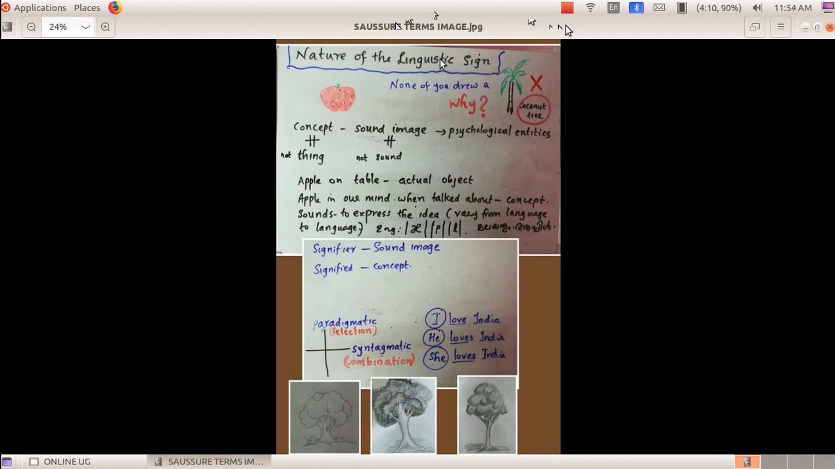Very simple. Those of you who have already learned linguistics can make it very clear. It's very easy for you. Paradigmatic axis is a kind of selection you are making. I love India. He loves India. She loves India. Just see the words I, he, she, all these are available to be used as subjects for a sentence. These are pronouns used instead of nouns. So you know these words are available and you make the selection accordingly.